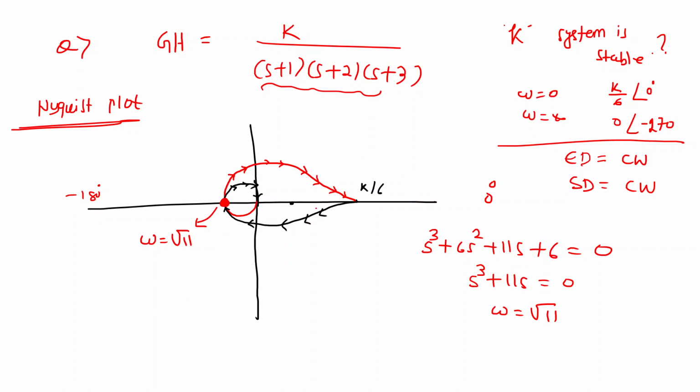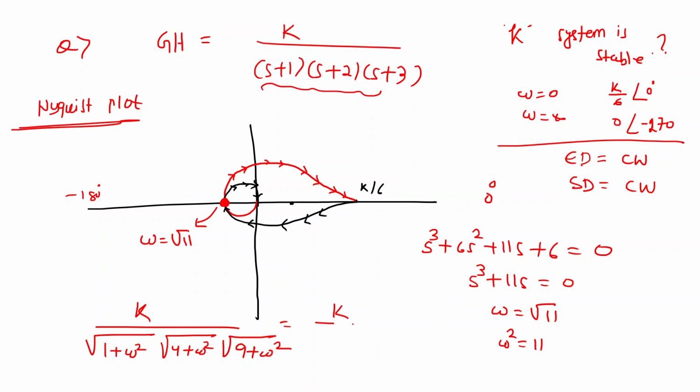Now, if the omega value is root 11, then what is the k value? First find out the magnitude at this point. So k divided by, the magnitude will be 1 plus omega square, this will be 4 plus omega square, this will be 9 plus omega square. Now, if omega is root 11, then omega square equals 11.